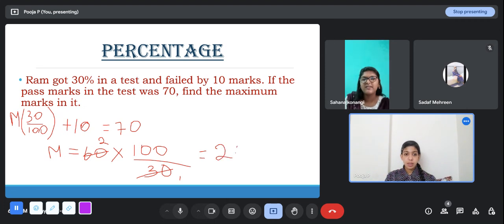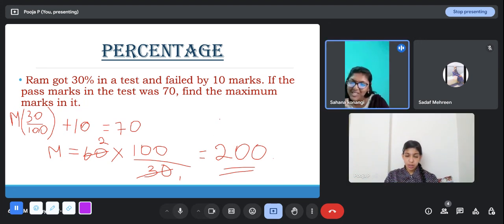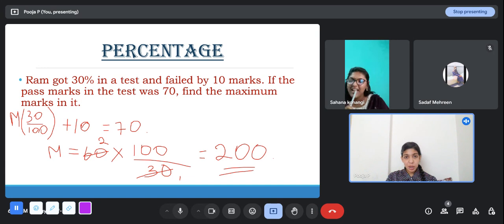So don't have a doubt next time. The maximum marks of the test which Ram wrote, or the highest marks for that, was 200. I did some horrible calculations here, so I was getting doubt about it. That's it. Next time, stop that horrible calculation.